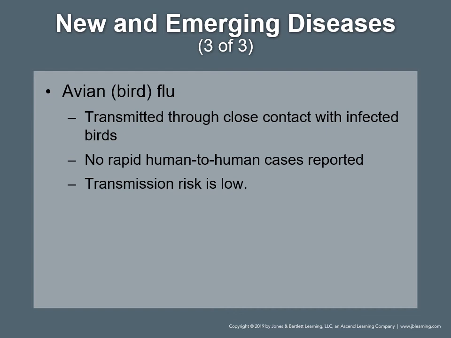The avian, or bird flu, is caused by a virus that occurs naturally in the bird population. It is carried in the intestinal tract of wild birds and does not usually cause illness. In domestic bird populations, such as chickens, ducks, and turkeys, it is very contagious. If an infected bird is used for food and is cooked, it does not pose a risk to those who eat it. Humans can get it when they have close contact with infected birds. No rapid human-to-human cases have been reported. The transmission risk for humans is low.